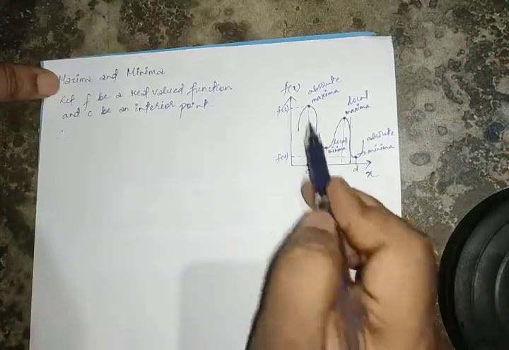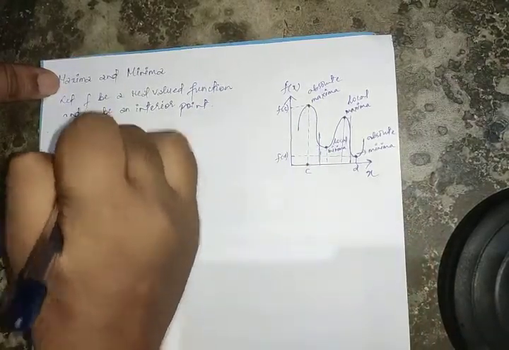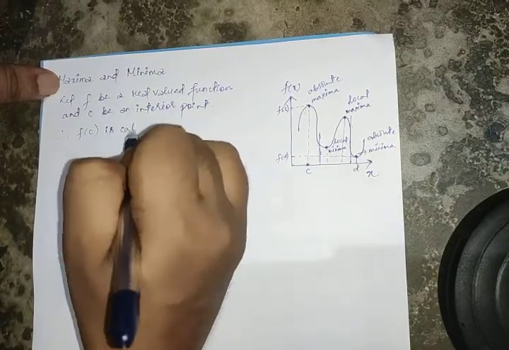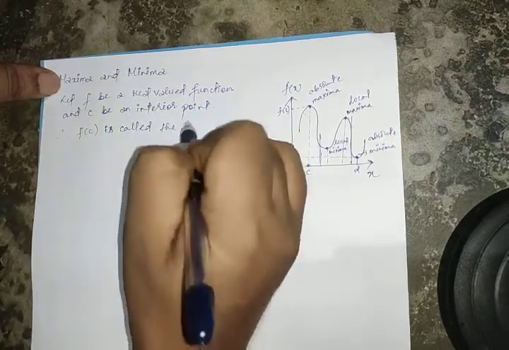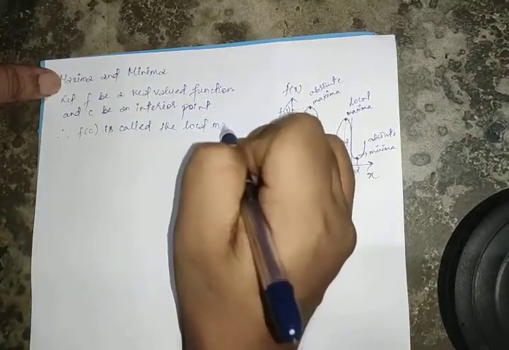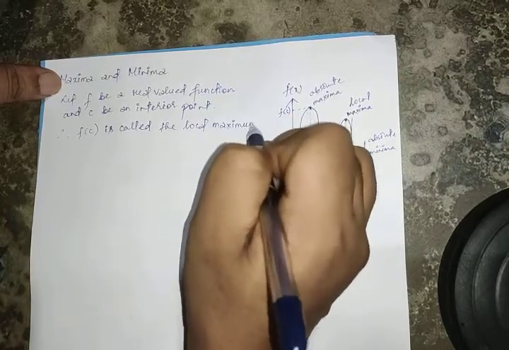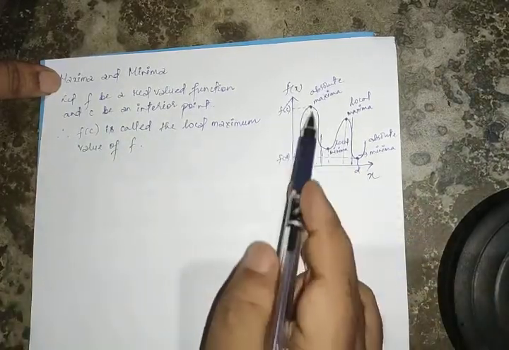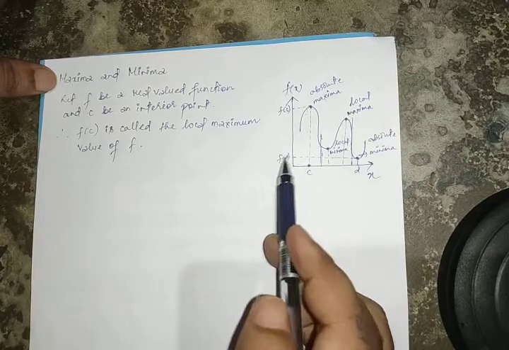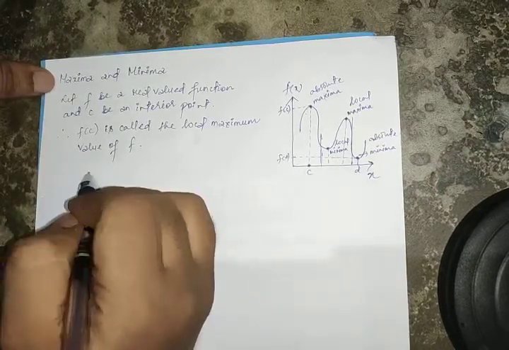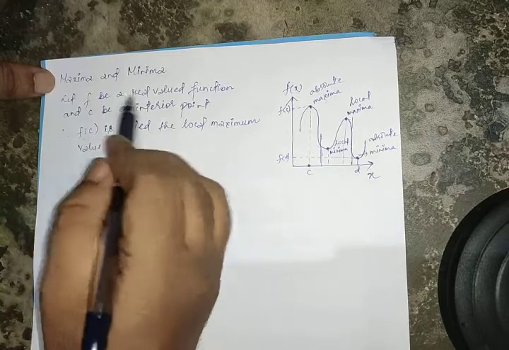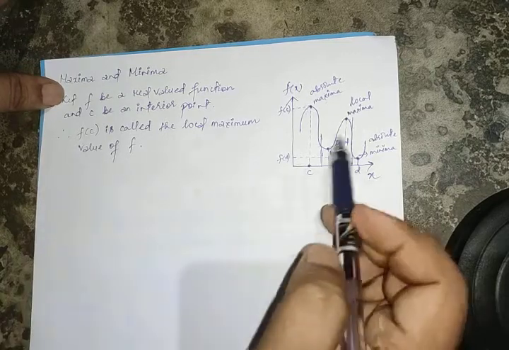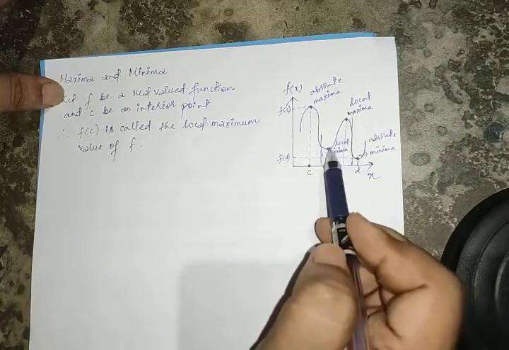Therefore this f of c is called the local maximum value of f, of this function. This f of c will be the local maximum value. Next, for minima, you can consider the same function. Let f be a real valued function and c be an interior point. Then this f of c will be the local minimum value of f.